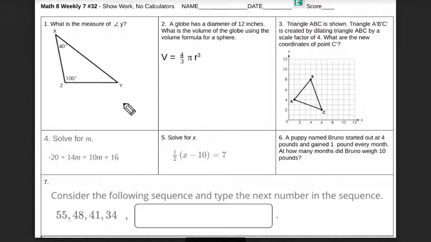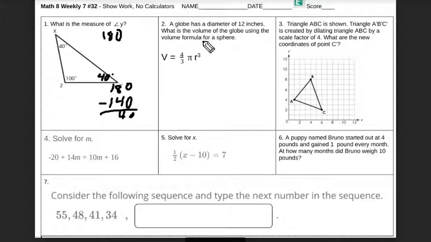All right, let's get this weekly 7 knocked out. Okay. Number 1 says, what is the measure of angle y? Well, we have to understand that a triangle has 180 degrees. So if I add up 140, I would have 140, and I could subtract it from 180, and you will very quickly see that we are going to have 40 remaining. So the angle would be 40 degrees.